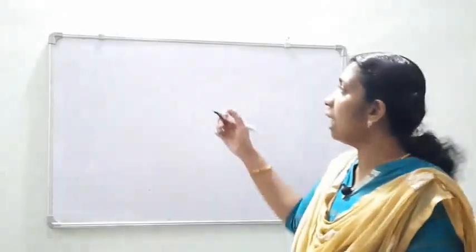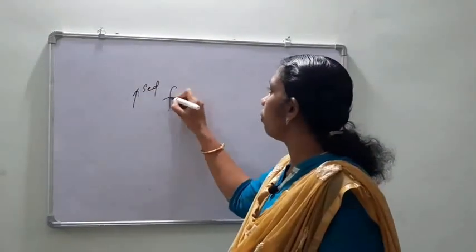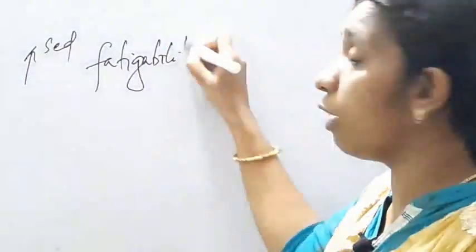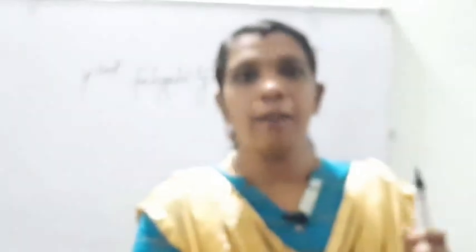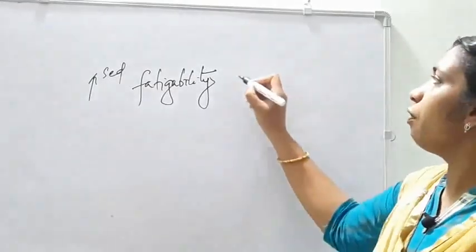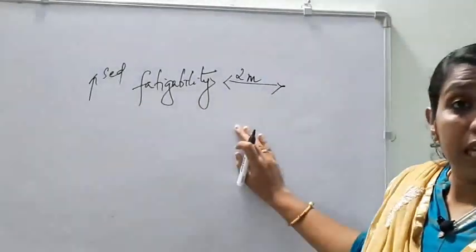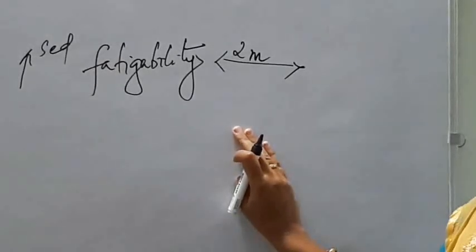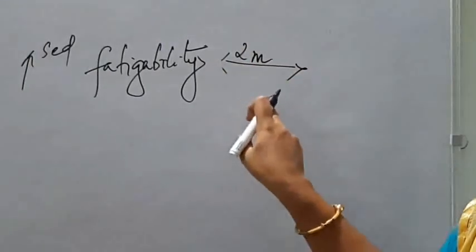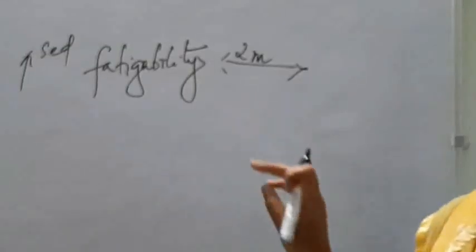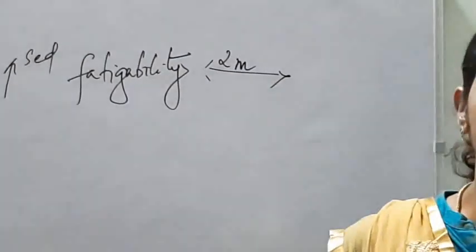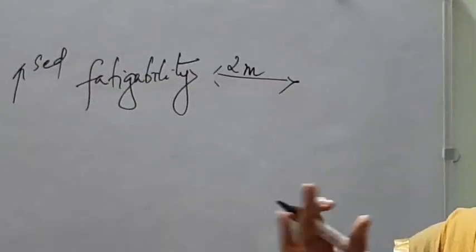So the first term is increased fatigability. In increased fatigability, suppose a 20-year-old male has to sustain the power for about 2 minutes for a particular activity. In case of increased fatigability, the person will be having inability to sustain the power. You understand? He is unable to sustain the power in order to do a particular activity.